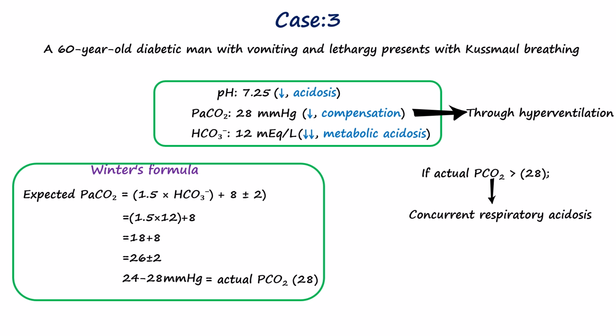On the other hand, if the PaCO2 was less than 24 mmHg or lower than the lower limit of the expected, it means that lungs are blowing off more CO2 than needed to compensate for metabolic acidosis, or it would also mean the presence of concurrent respiratory alkalosis. So in our case, since this is a case of well-compensated metabolic acidosis, the next logical thing to do is to calculate anion gap to further categorize metabolic acidosis.